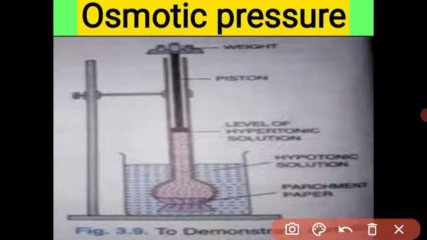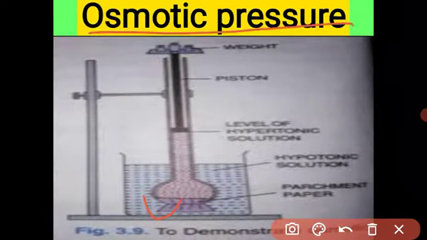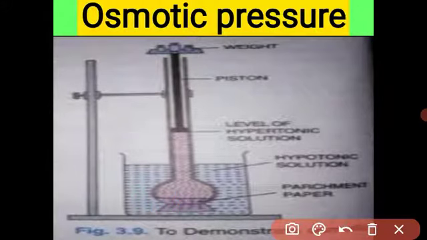So what happens, student? It exerts pressure on the thistle funnel. So there is no movement of the water molecules from the region of higher concentration to the lower concentration. This is called the osmotic pressure. Due to the weight, the pressure is exerted over the thistle funnel, so there is no movement of water molecules from the region of higher concentration to the lower concentration.